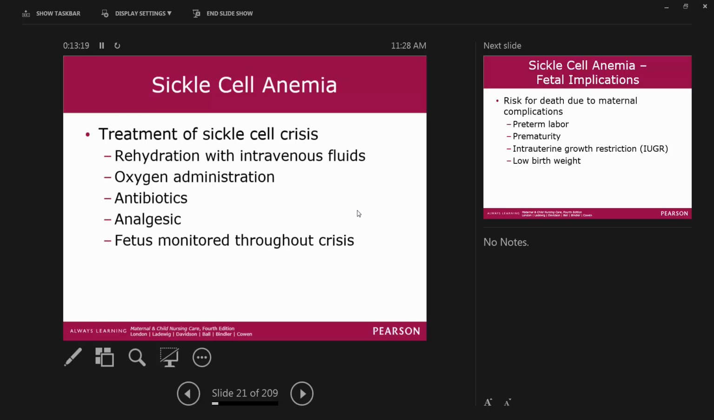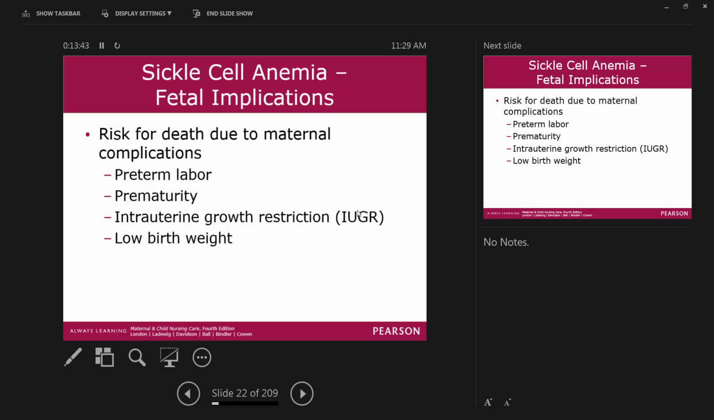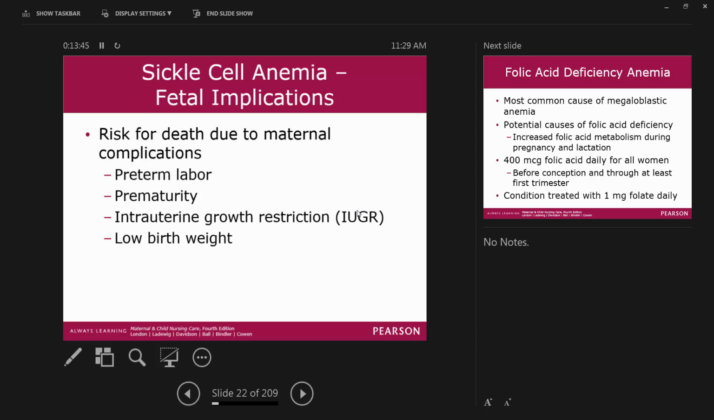So here's our treatment if she is hospitalized. This is pretty standard for any patient, even if they're not pregnant. I don't think this is anything new, except now we're monitoring her pregnancy throughout this crisis, so we have 2 patients instead of 1. And it's pretty much the same with any anemia: we have a risk of preterm labor, intrauterine growth restriction, and low birth weight, because we're not getting good exchange since we don't get good blood on mom's side.